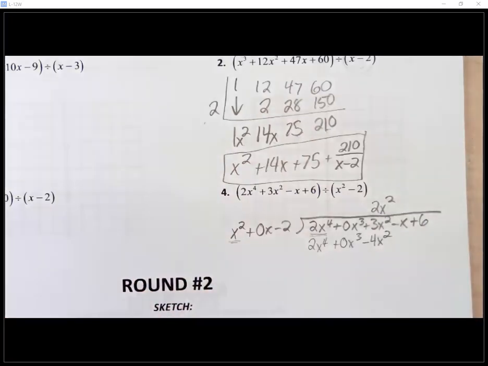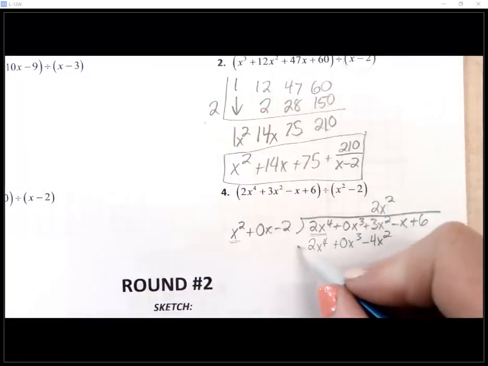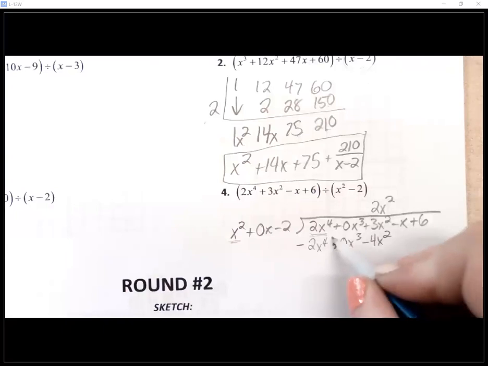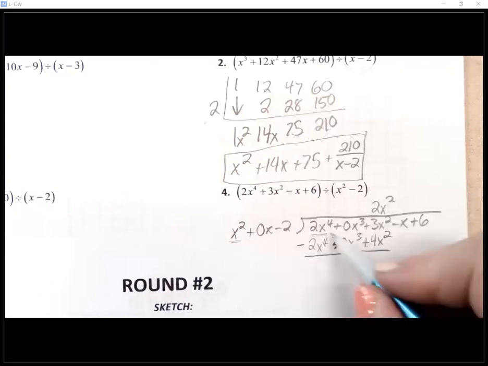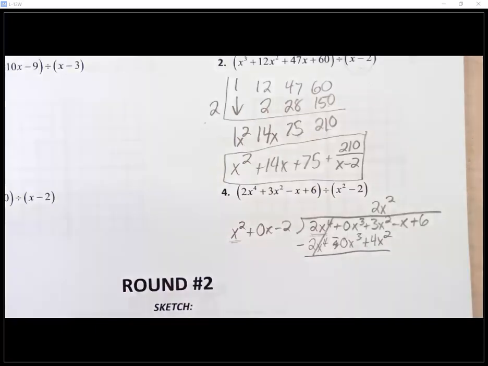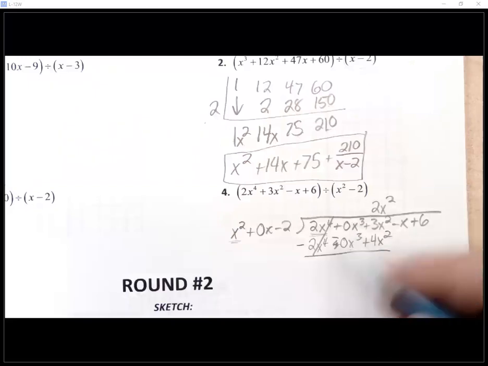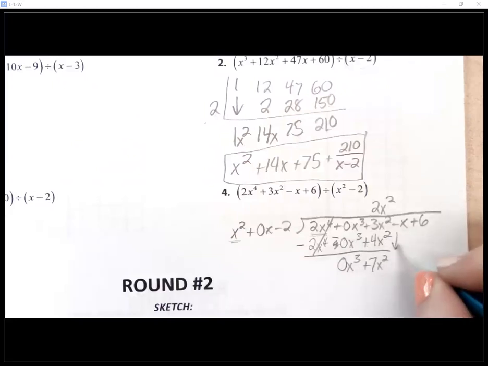I need to subtract this whole line. So you're now minus. It's already a minus, so it turns into a plus. The first term should always cancel out. Now here I have 0x to the third minus 0x to the third. It's still 0x to the third. Just keep going, even if it's a 0, who cares? And I also have a plus 7x squared. I'm going to drop down my minus x.